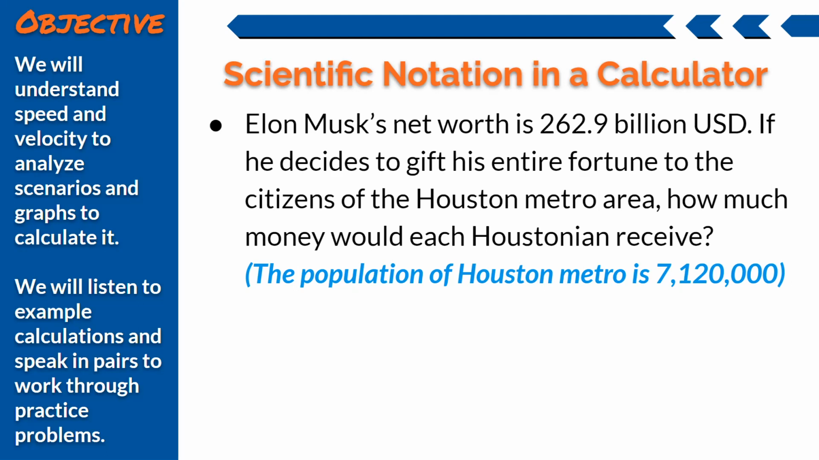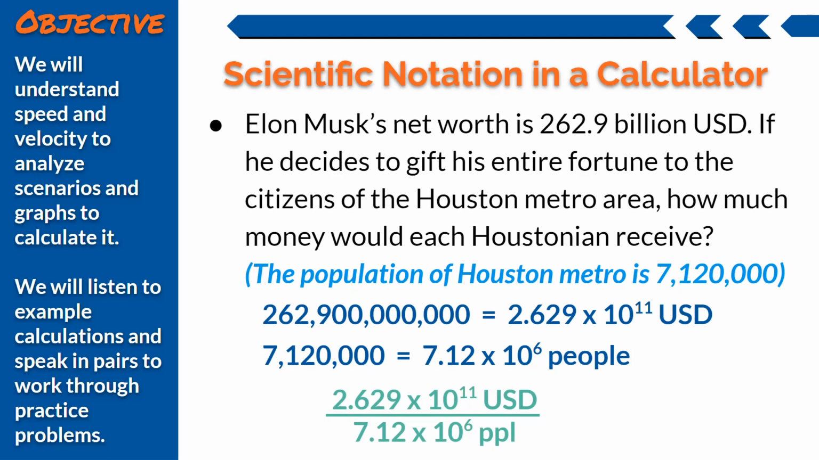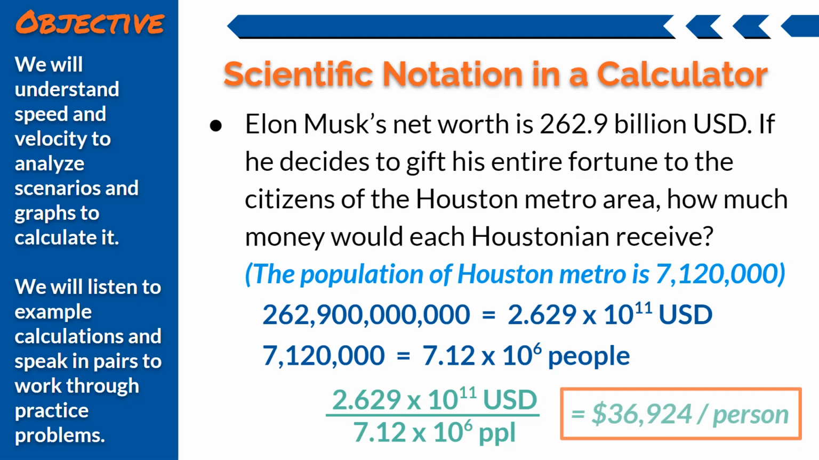First of all, I'm going to put these really big numbers in scientific notation. So that 262.9 billion becomes 2.629 times 10 to the 11th, and my population of Houston, 7.12 million, is 7.12 times 10 to the 6th. This is just a simple division problem. How much money would each person receive? We take that number and divide it by the number of people, and we find that each Houstonian would get $36,924. So Elon Musk had enough to give basically every person in Houston $37,000.